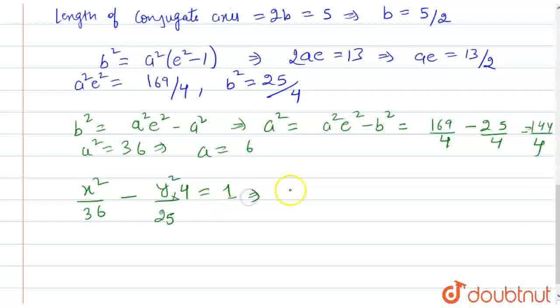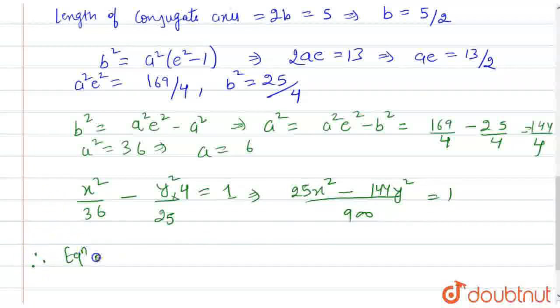So 25 x square minus 144 y square divided by 900 is equal to 1. So the equation of hyperbola will be 25x square minus 144y square will be equal to 900.